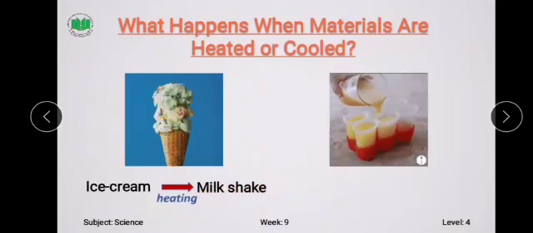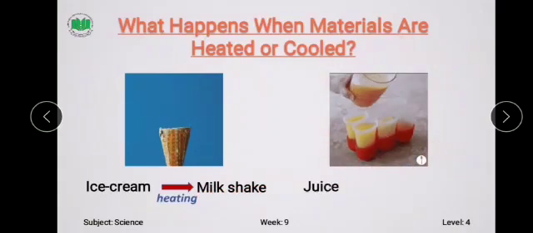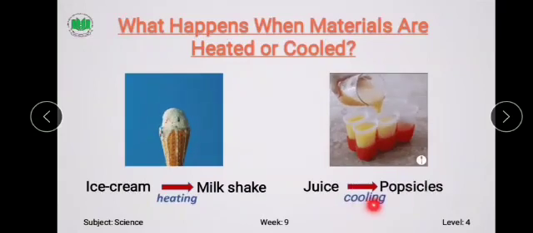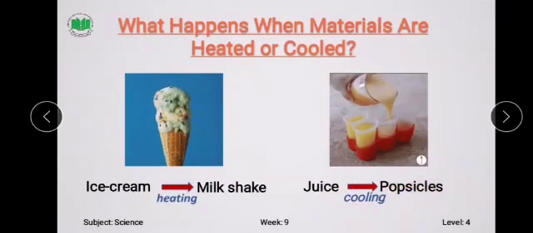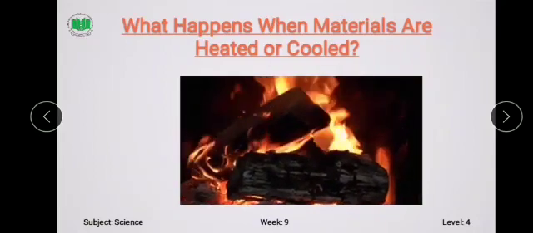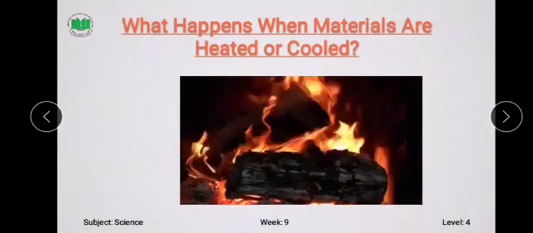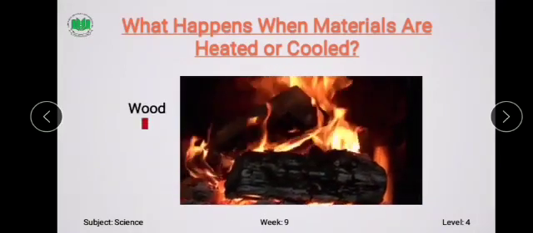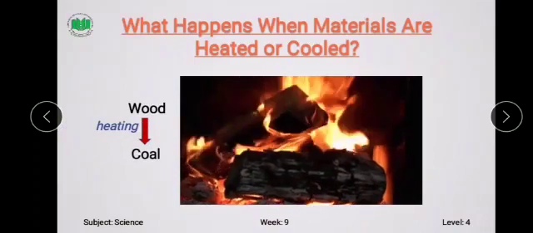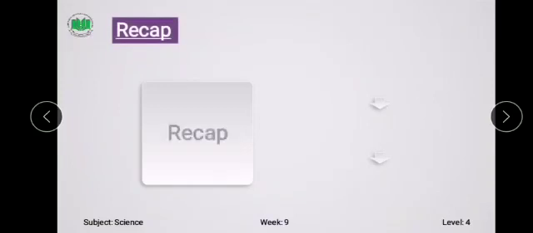On the other hand, what is going on here? Yes, juice on cooling will be converted into popsicles. Let's take another example. What is this? It's a piece of wood. And what is going on here? Wood upon heating is converted into coal. So these are the different examples.